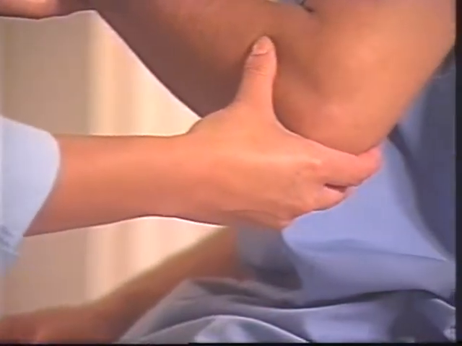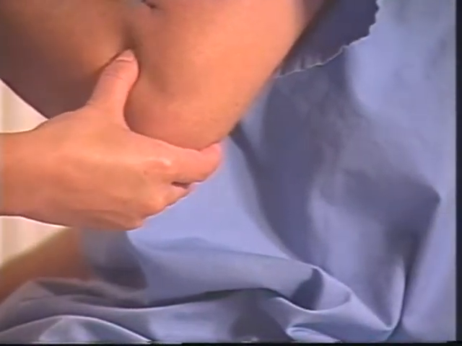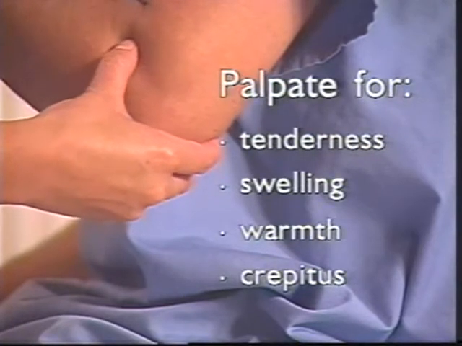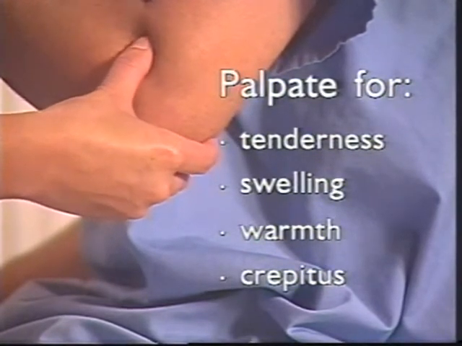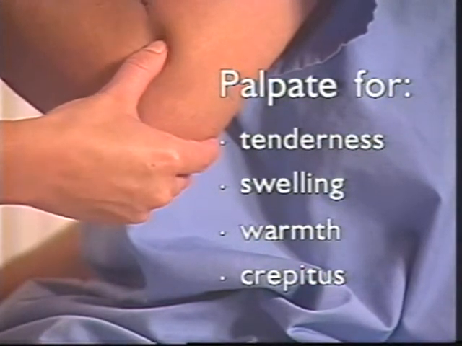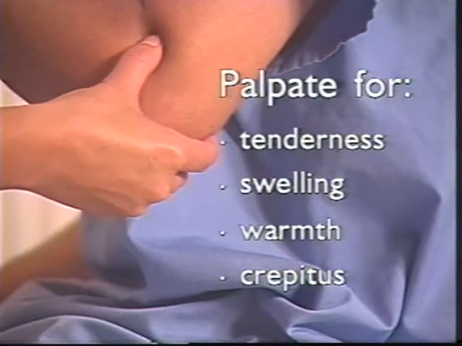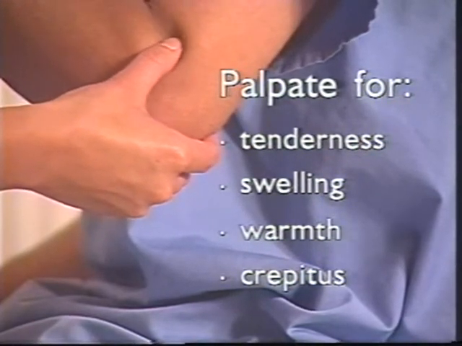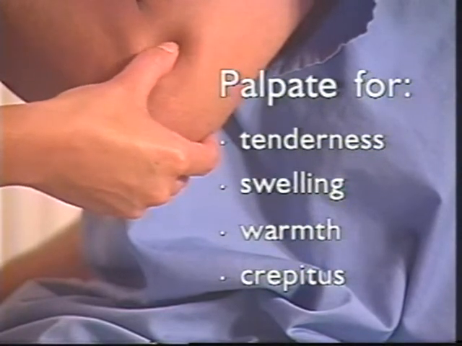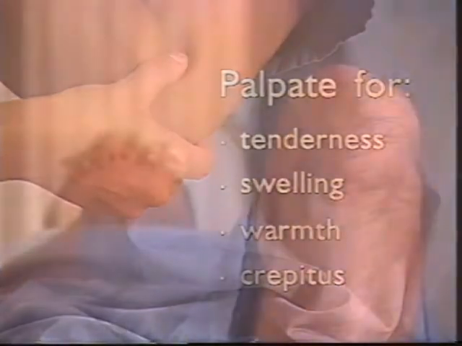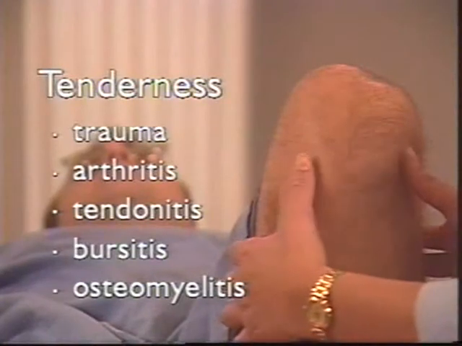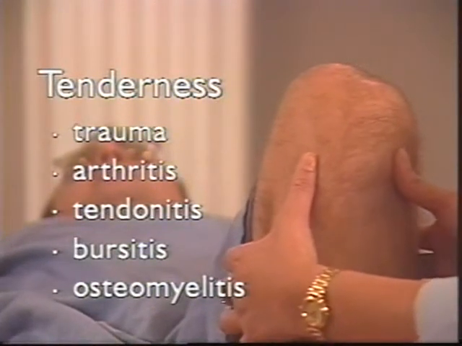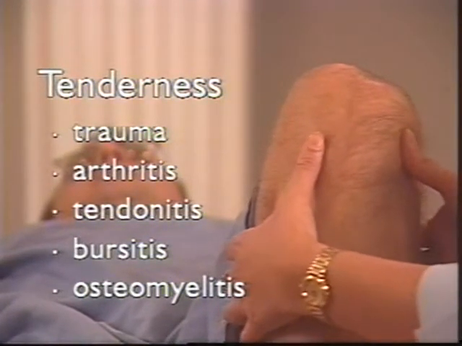When palpating the patient's musculoskeletal system, assess for tenderness in or around the joints, swelling, excess joint fluid, or effusions in or around the joints, increased warmth, and crepitus, a palpable or audible crunching or grating sound. Tenderness may be caused by trauma, arthritis, tendinitis, bursitis, or osteomyelitis.